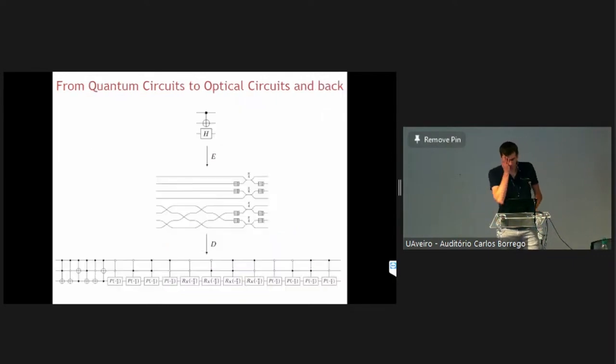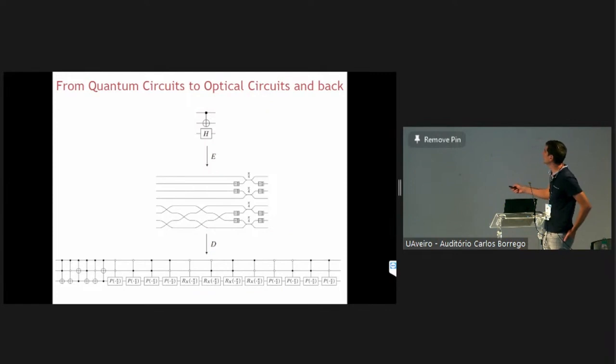Okay, so with our example, it goes as follows. We start with our circuit. If we encode it as an optical circuit, we get this. And now if we decode this optical circuit, we get this quantum circuit, with each gate translated as a multi-controlled operation. So these two circuits are equivalent, but it's not completely obvious, right?